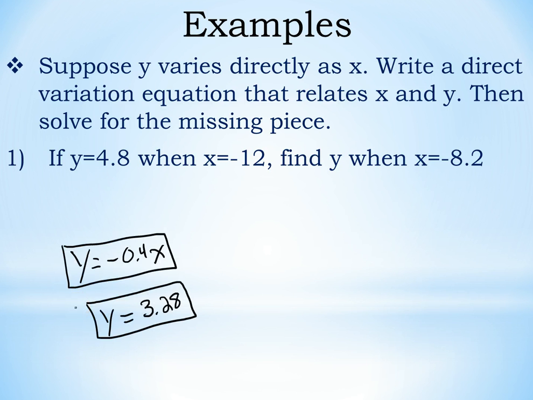Alright, so you should be getting these two answers. Your direct variation equation with your k value should be y equals -0.4x. And then when you plug in -8.2 for x, you should get y equals 3.28. Now notice for this problem we use decimals instead of fractions. The reason why is that you're given decimals to begin with, so I want to leave it as decimals. If I gave you fractions to begin with, you should try and leave your answers in fraction form, especially for ones that cause repeating decimals. It's much easier to work with.